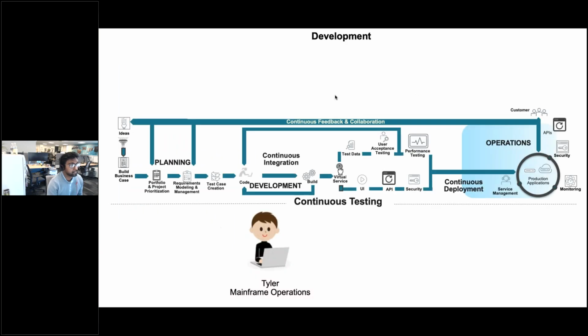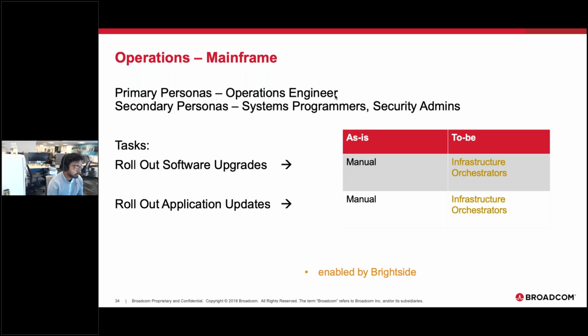And finally, operations. They play a key role. Tyler is involved in rolling out software upgrades as well as application updates. So when it comes to software, things like CICS running on the mainframe, that needs to be updated. Maintenance needs to be placed on that. Application changes happen all the time. Transaction code is changed. Maybe new APIs are introduced. Today, most of that is done manually. However, there are new tooling like infrastructure orchestrators and infrastructure as code that can really help with moving this side of things more towards a DevOps world.